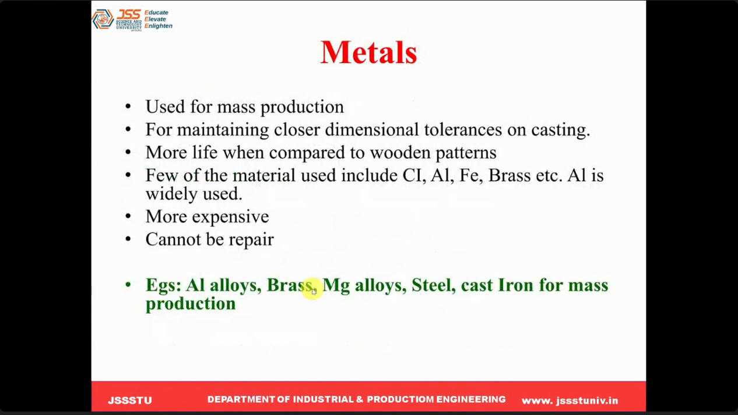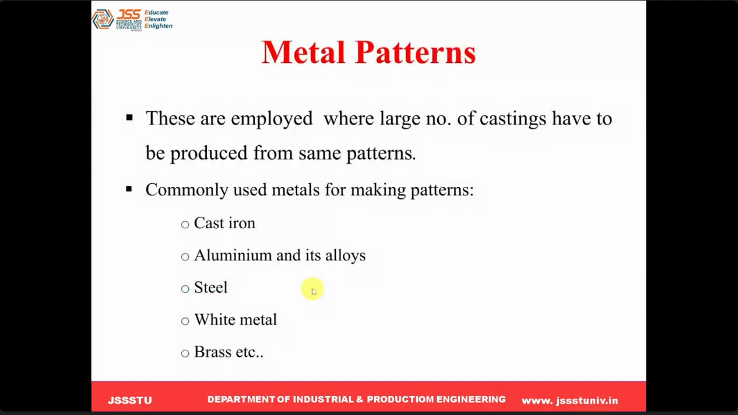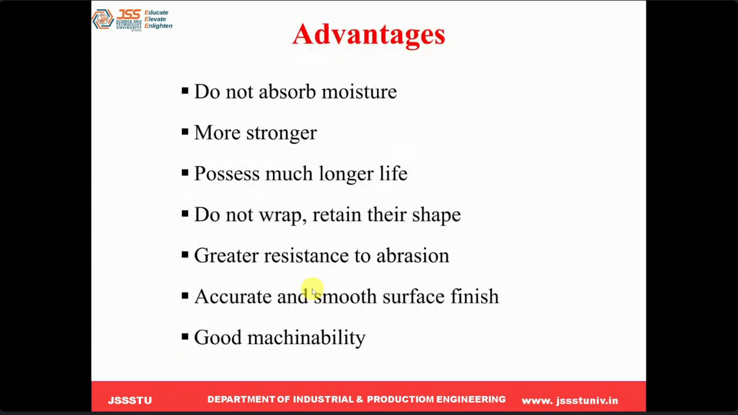So for metals, we are going to use metals like cast iron, aluminum, brass, all those things. But the thing is, it is most expensive. Metal patterns are commonly made of cast iron, steel, white metal. What is the advantage of a metal pattern? It will not absorb any moisture. Stronger than wood, obviously. Possesses much longer life, good machinability. Provides better surface finish.